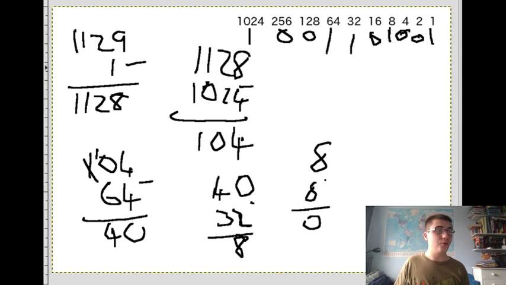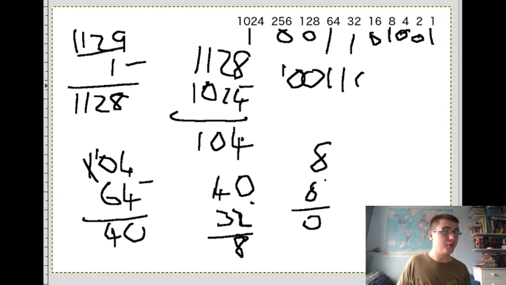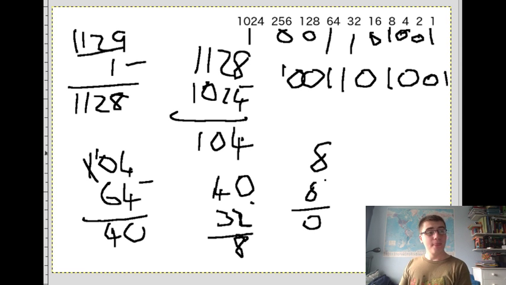So therefore, the binary value of 1129 is 10001101001. Okay, so that was fun.